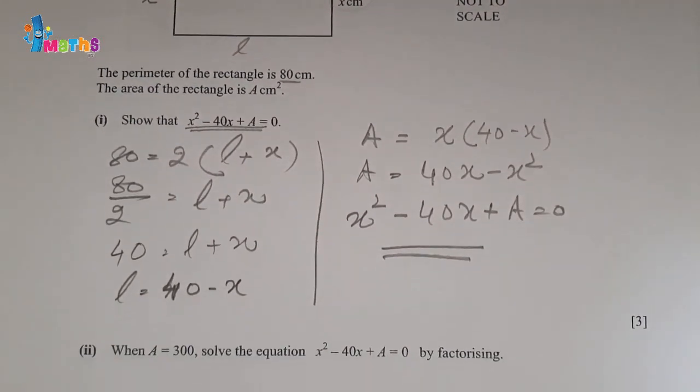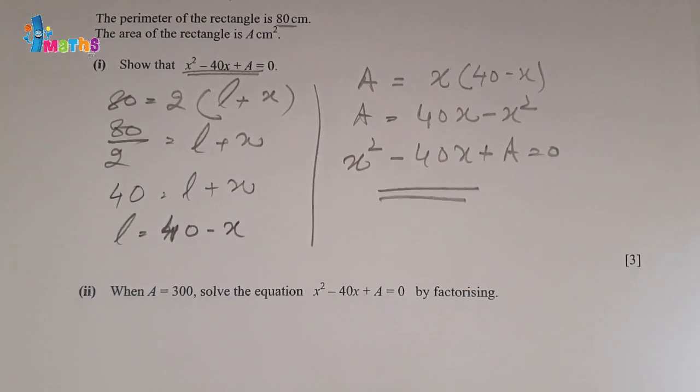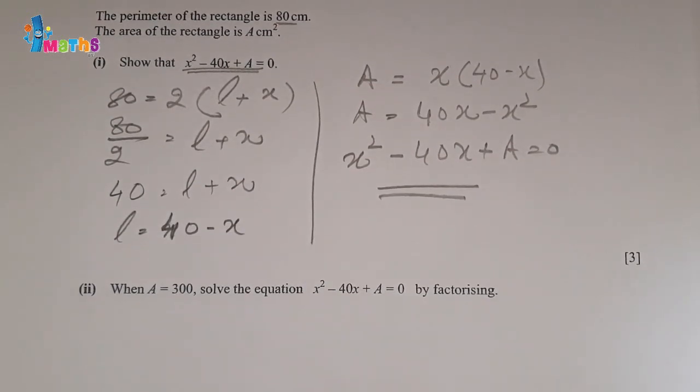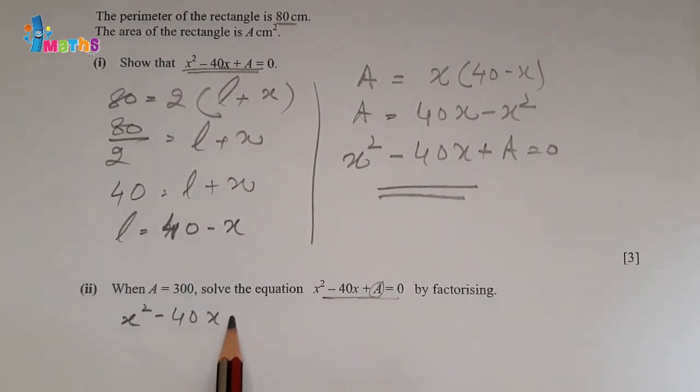Now we have to solve the second part. Second part is, when A is equal to 300, solve the equation x square minus 40x plus A is equal to 0. The value of A is provided as 300. So we can solve this equation. Our equation will become x square minus 40x plus 300 is equal to 0.